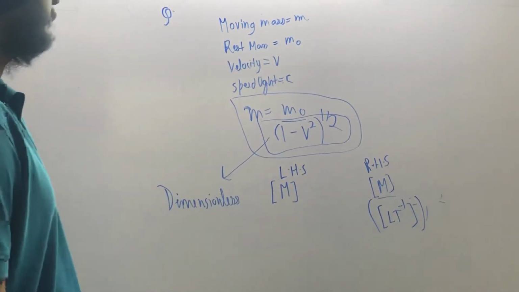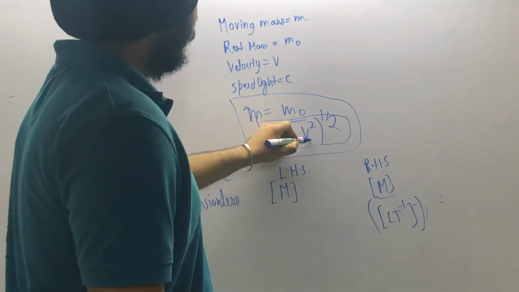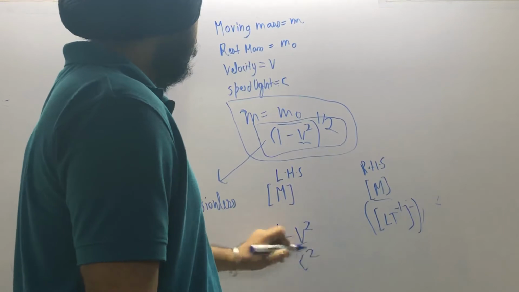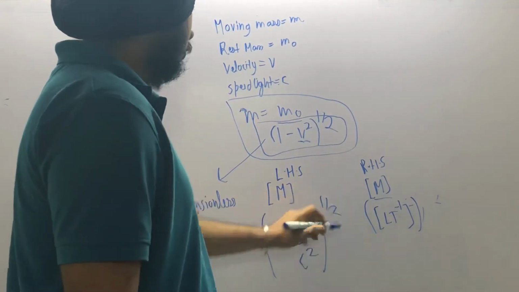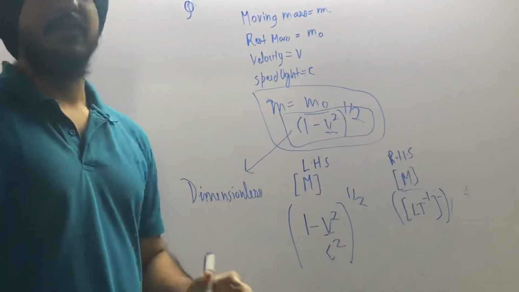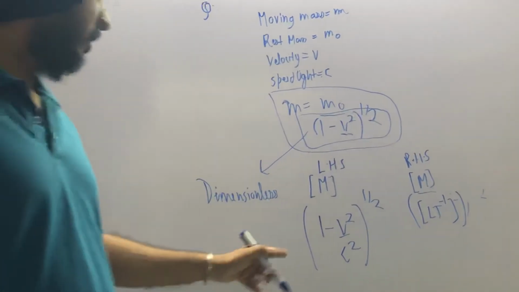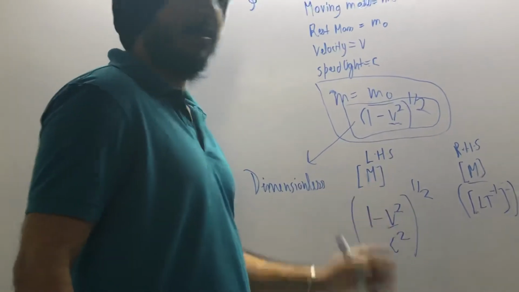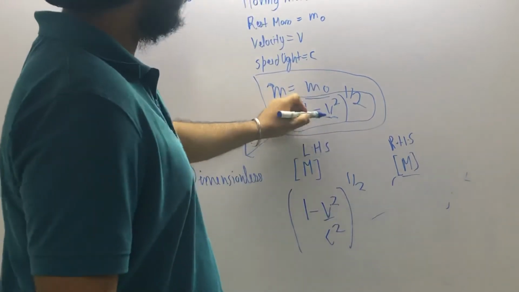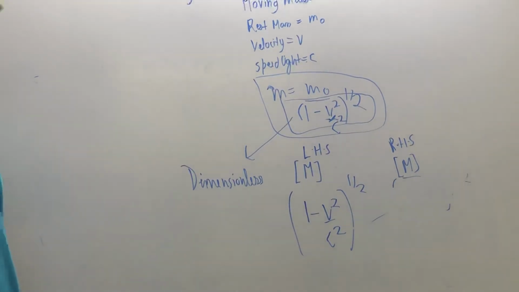So what you can do is substitute v square upon c square. Why did it come to my mind? Because c is also meter per second and v is also meter per second, so meter per second upon meter per second is 1. There is no dimension. If you put c square here, your problem will be solved and this LT minus 1 will be removed. So the correct relationship is 1 minus v square upon c square.